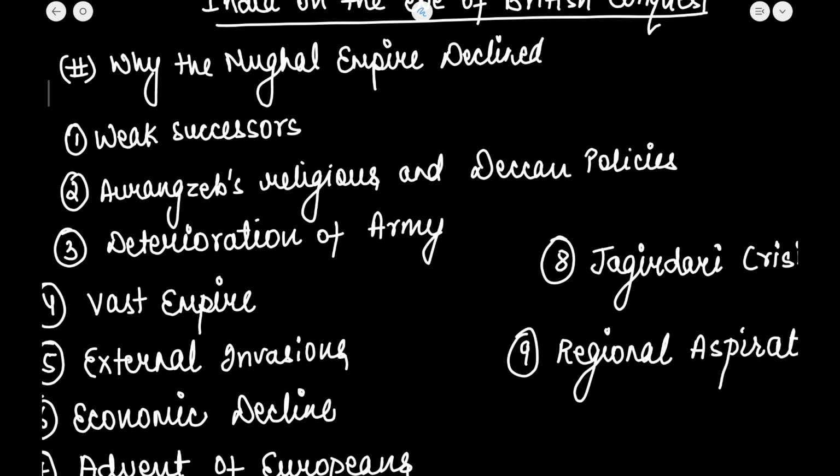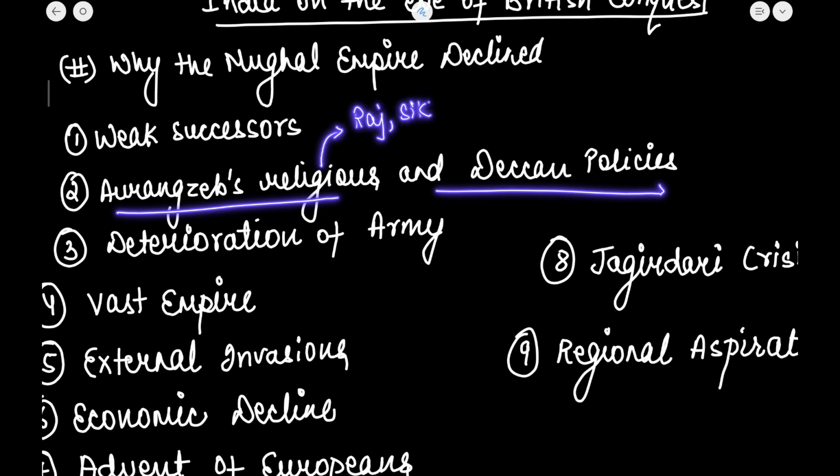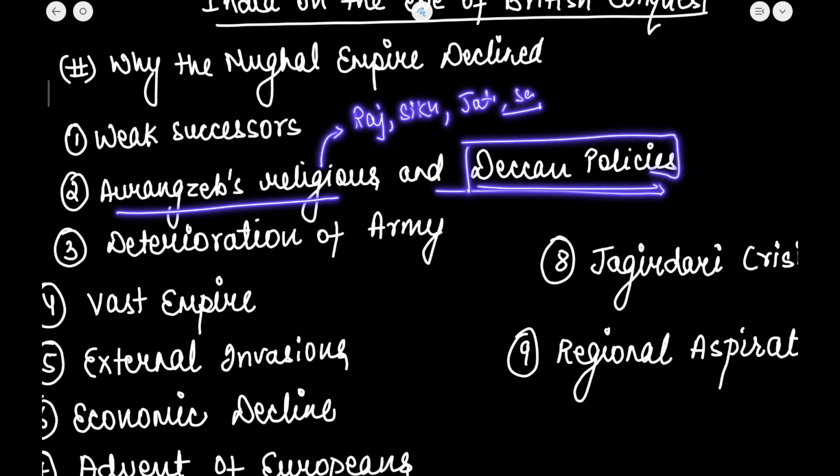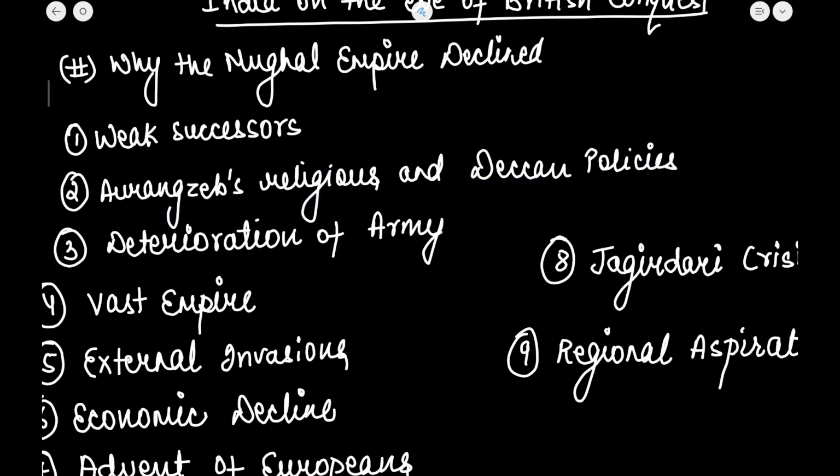Next important factor was Aurangzeb's religious and Deccan policy. Now, the religious policy of Aurangzeb antagonized the Rajputs, the Sikhs, the Jats, and the Marathas, and the Deccan policy kept the emperor away from the capital for a longer period of time. So Aurangzeb's Deccan expedition proved to be a big failure for him. Okay. So this was also a factor that led to the decline of the Mughal Empire.